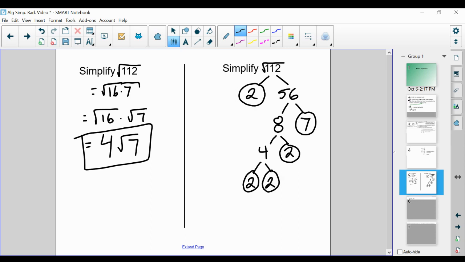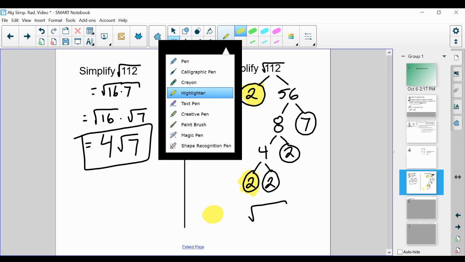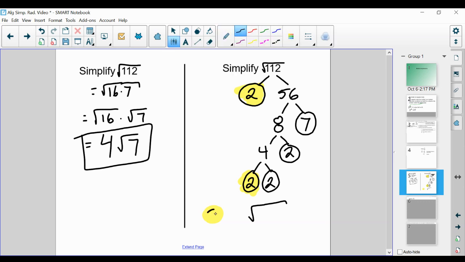Now that I've reached the end of all of my branches, I have to use the house system. If I want to leave the house, I have to have a buddy. And the house is actually going to be the radical sign. If you want to get out of that radical sign, you have to have a buddy. Well, let's see if we have any partners of the same number. Well, I have 1, 2, and I have a second 2. So that means I can pull out a 2.